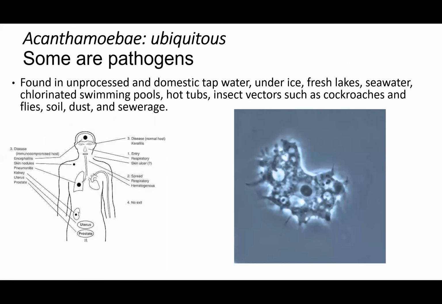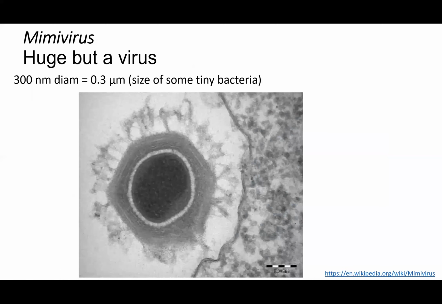Acanthamoeba itself is a pathogen. Acanthamoeba, being not the virus, but the microeukaryotic parasite, is found in unprocessed and domestic tap water, ice, fresh lakes, seawater, swimming pools, hot tubs, insects like cockroaches, soil, dust, and sewage. It can cause lung infections inside of human hosts itself. But it does have this virus called the Mimivirus.